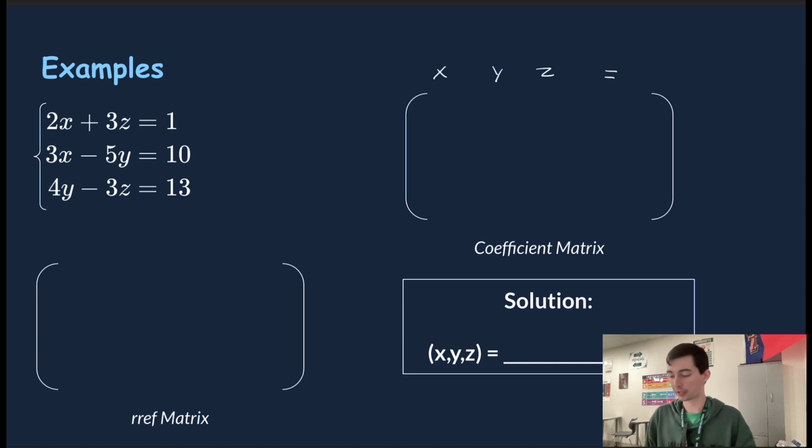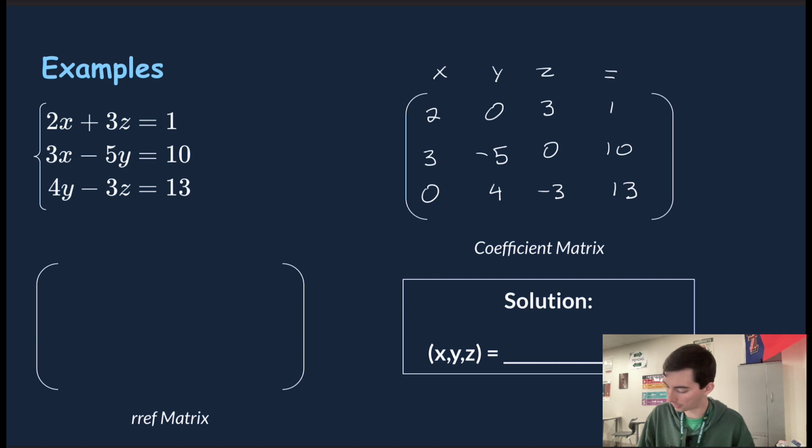And now let's just be super careful when we plug in our coefficients. I've got 2 x's in this first row, but I don't have anything written for y. So I'm going to say I have 0 y's, and then I have 3 z's, and that's equal to 1. Then I have 3 x's, negative 5 y's, but 0 z's, and that's equal to 10. Then I have 0 x's, 4 y's, negative 3 z's, and that's equal to 13. So now let's jump back to Desmos and find our RREF matrix.